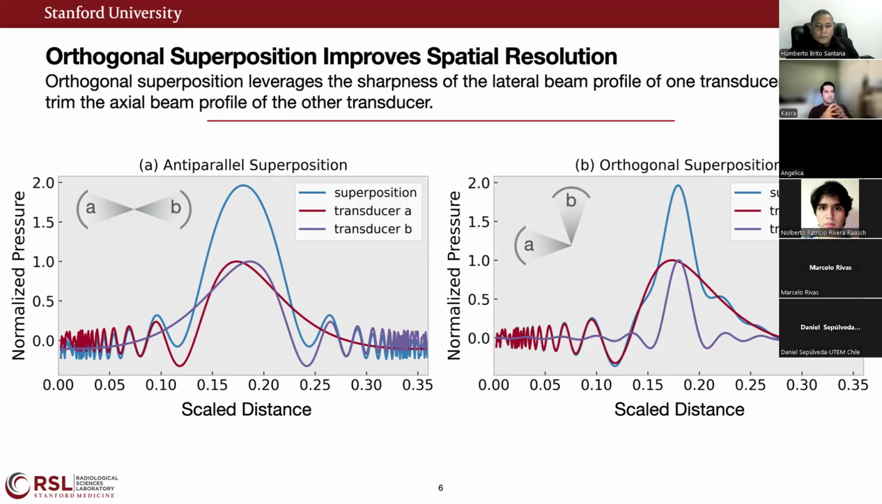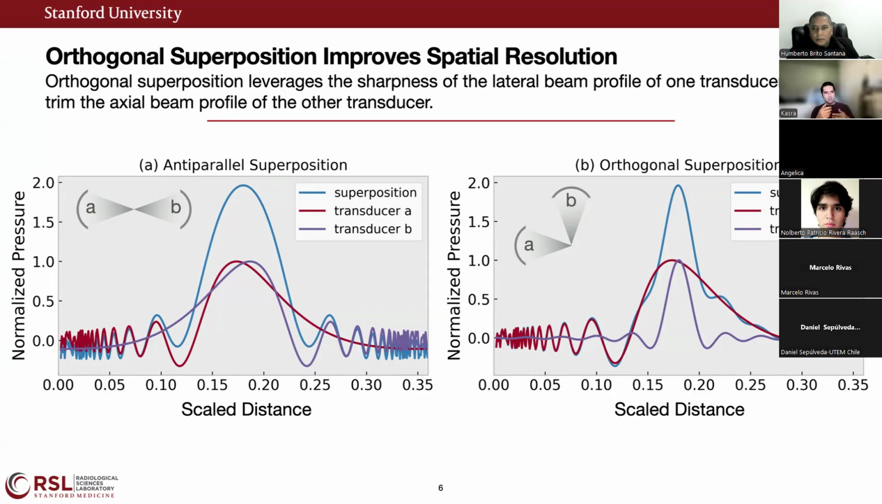Whereas in panel B, where we place the transducers at 90-degree angles, which we refer to as the orthogonal superposition, you are having the lateral beam profile of one transducer superimposed with the axial beam profile of the other transducer, and vice versa.